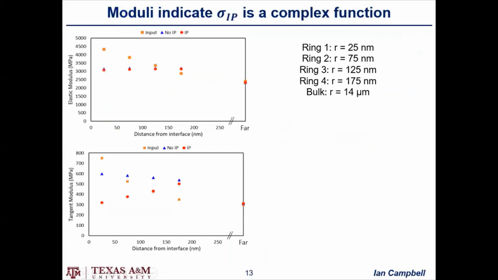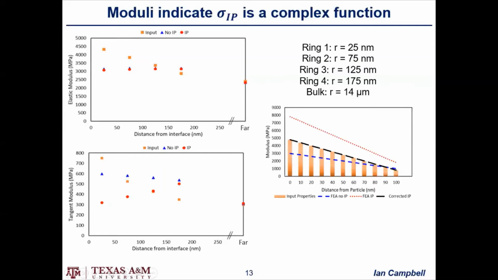To further examine the significance of the stress versus strain trends, linear regression was used to estimate the slopes of the elastic and plastic portion of each curve in both models. Both the elastic and tangent moduli of each ring are plotted. The orange squares represent the programmed properties and are included for reference.